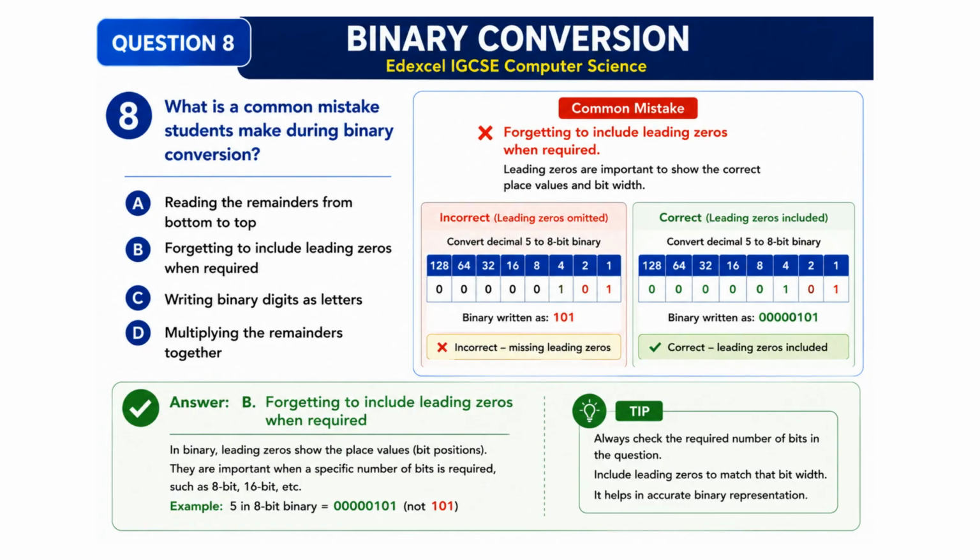However, if the question asks for an 8-bit binary number, the correct answer is 00000101. The leading zeros ensure that all 8-bit positions are shown correctly. A useful exam tip is, always check how many bits the question requires. If a fixed bit length is specified, include the necessary leading zeros to match that bit width.